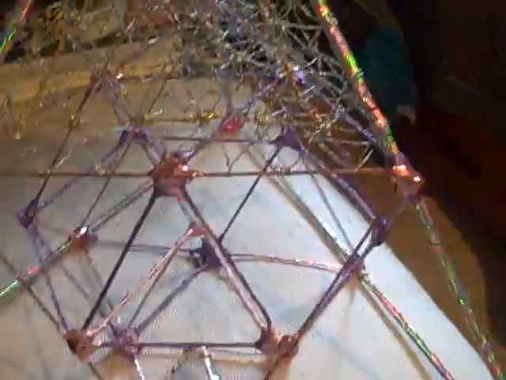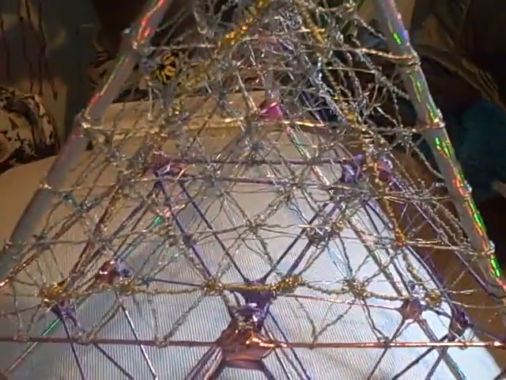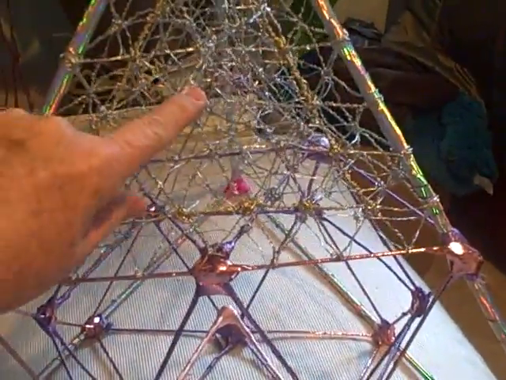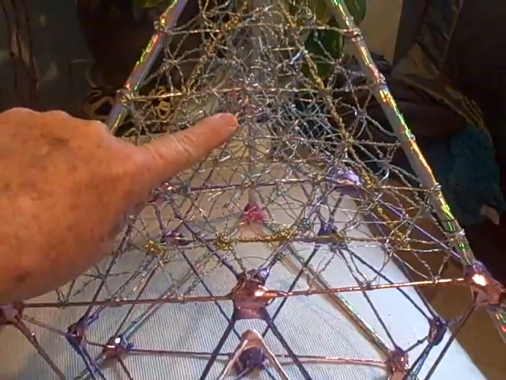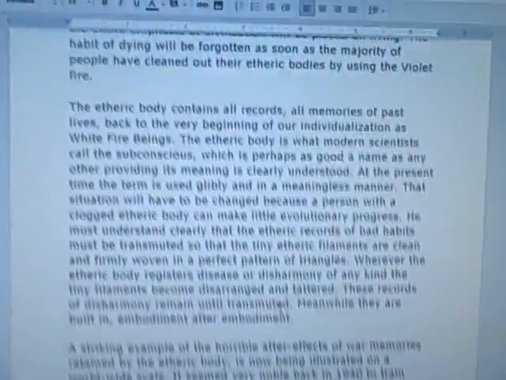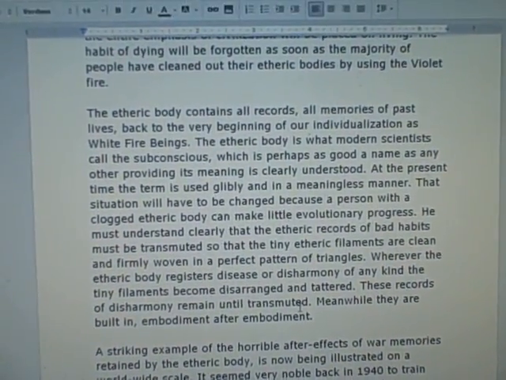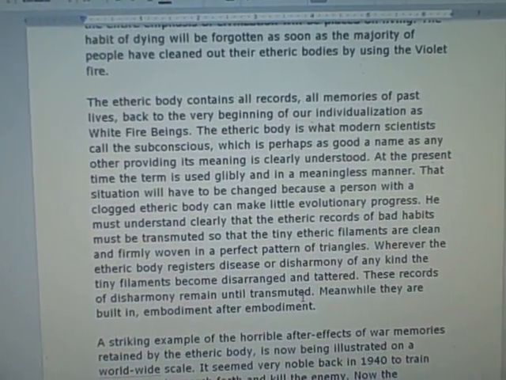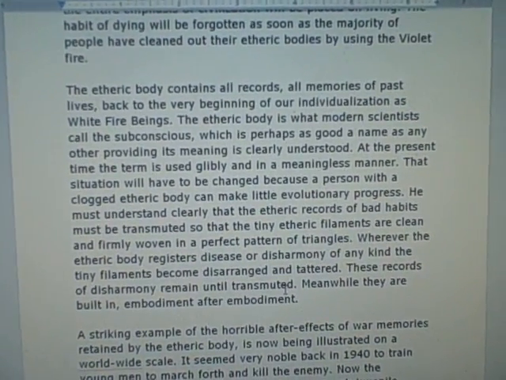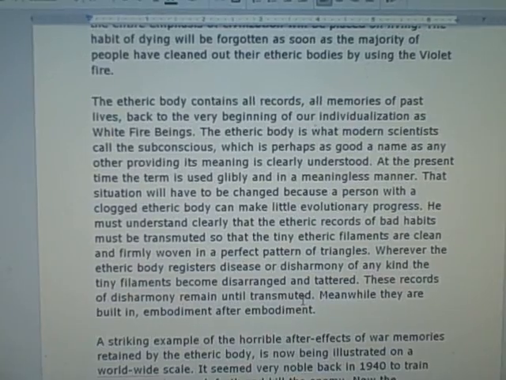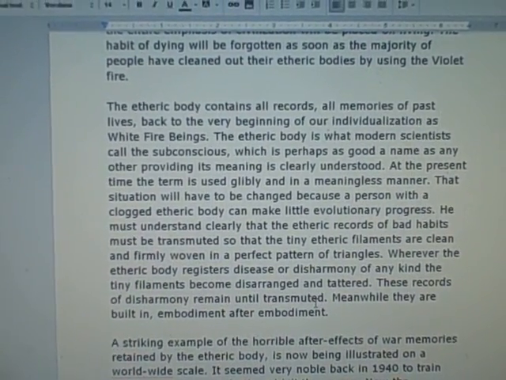But what I was noticing in something I'm reading is something to do with little triangles woven. Now, I'm going to take you over here to my computer. And this I am reading, it's from a book called The Return of the Dove. And Margaret Storm wrote this. And she's talking about our etheric body. I'm going to read this part to you.